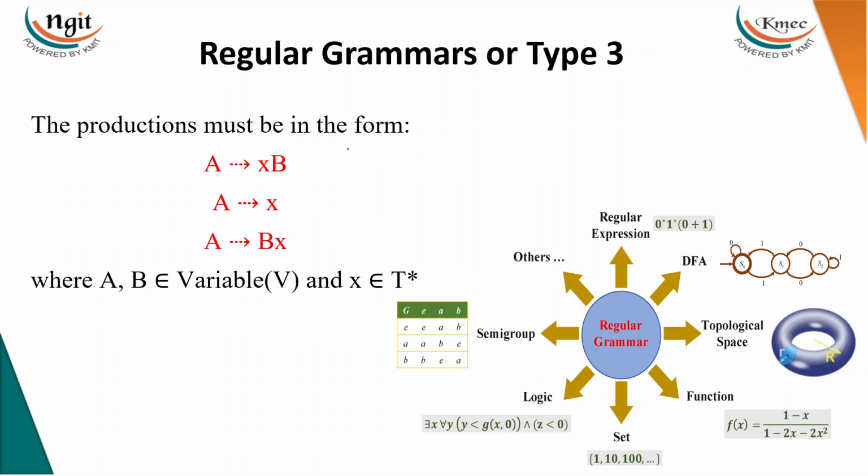Every production must be in the form of, as we have already discussed, a terminal followed by a non-terminal, or a terminal alone, or a non-terminal followed by a terminal. In addition to that, we can take epsilon, where x is in T star. Of course, only one symbol is allowed, guys, not more than that.